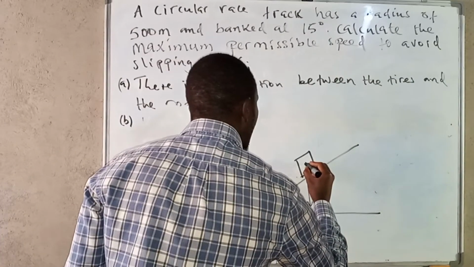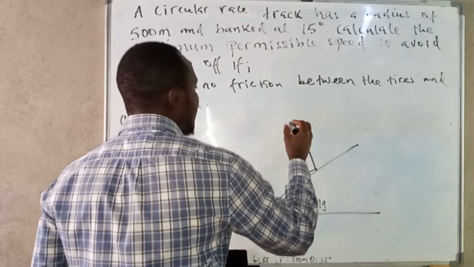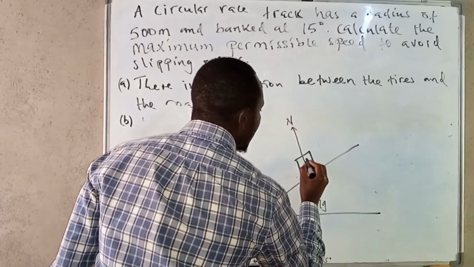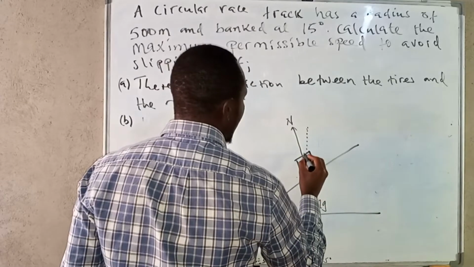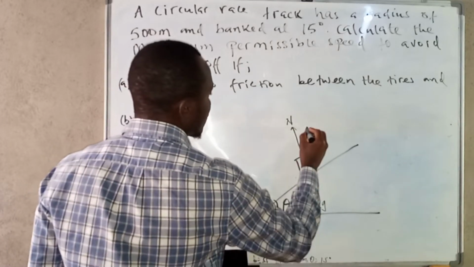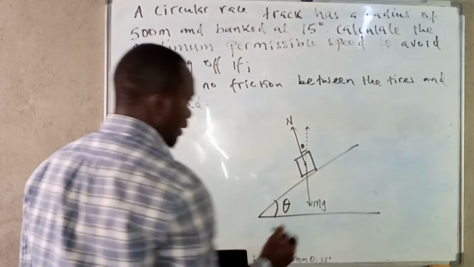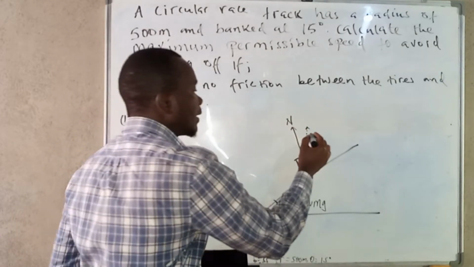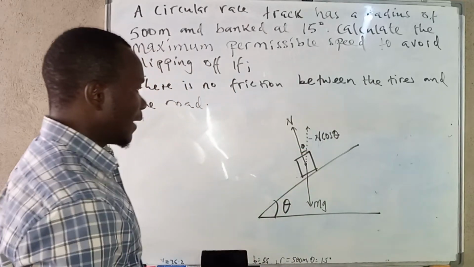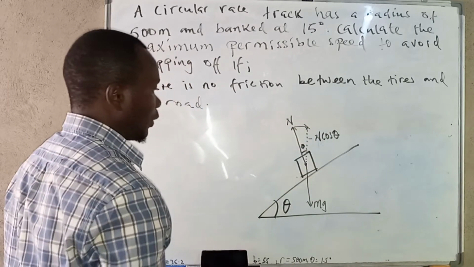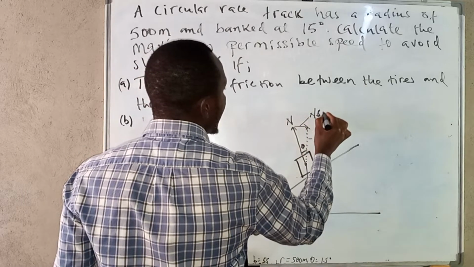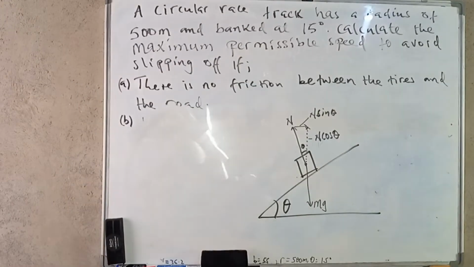Then there is a normal force in this direction, so we call it N. Then if we extend this, here we have theta. Resolving N, this one is N cos theta. Then we also have this one, which is opposite to this angle, which is sine. So we have N sine theta.